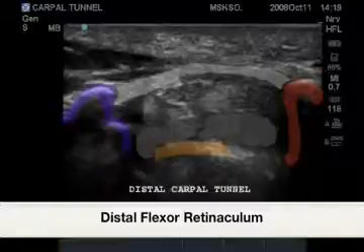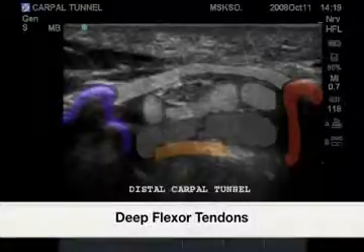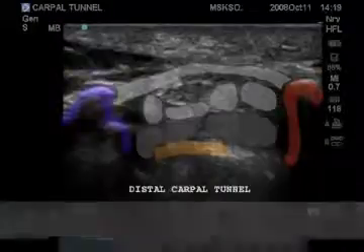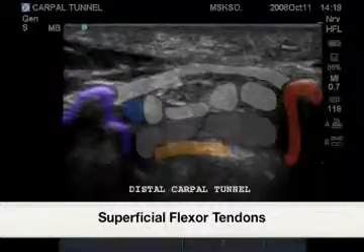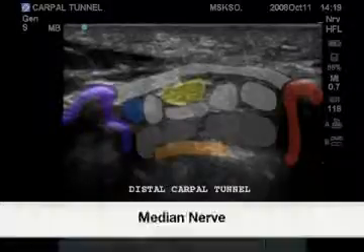Shown in light gray here are the deep flexor tendons. Gray would be the superficial flexor tendons, and blue would be the flexor pollicis longus, and yellow would be the median nerve.